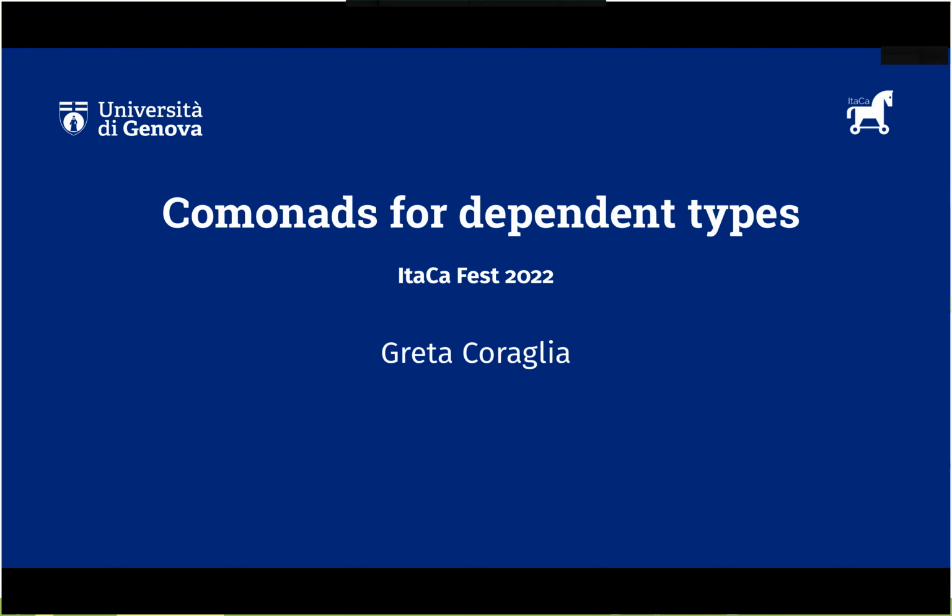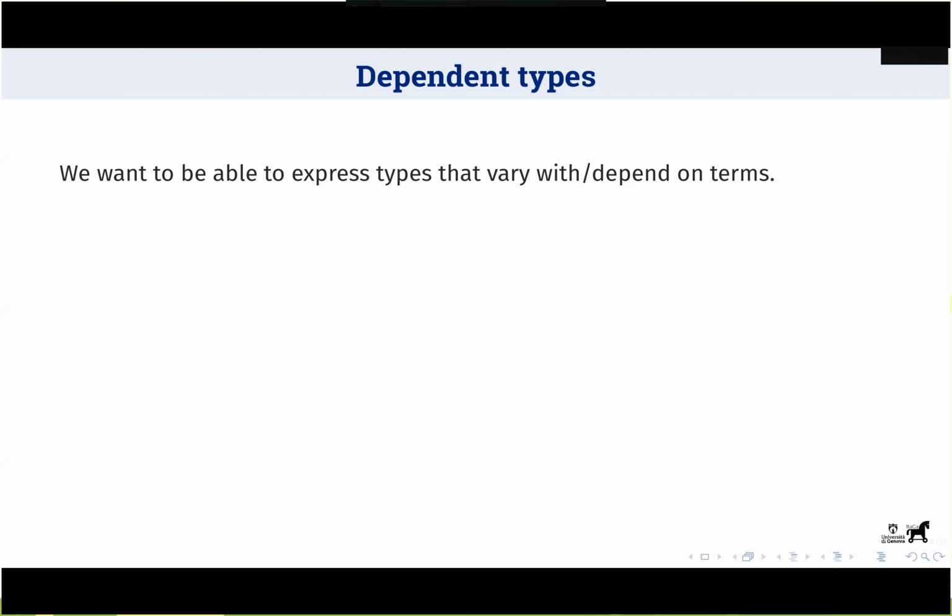Okay, so as Gabriele said, I'm going to talk about comonads for dependent types. And as I mentioned off screen, something broke in my presentation before we started, so I apologize if something is wrong, but we'll see. Okay, so first of all, what are dependent types and why are we so interested in them?